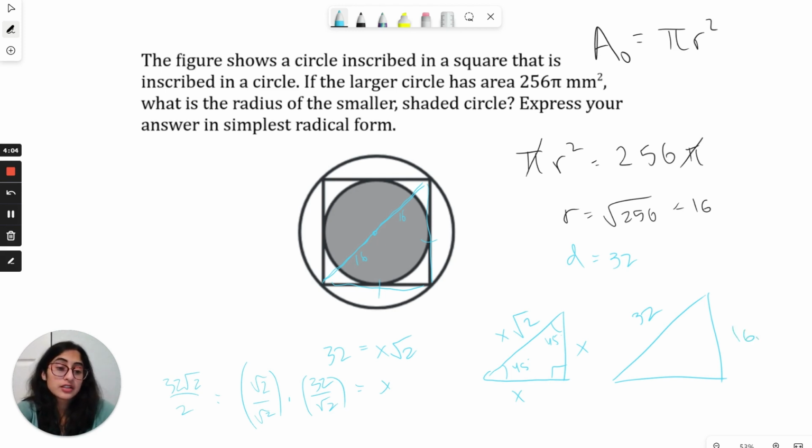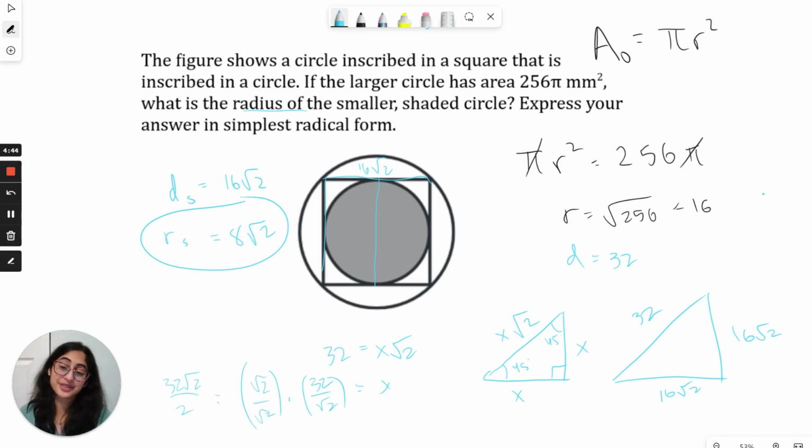So our legs are each 16 square root 2, which is really helpful because now, let's look at this. We know the leg is 16 square root 2, so this entire length is 16 square root 2. That also means this length is 16 square root 2. That also means this length that cuts through the center of the circle is 16 square root 2. And hold up, doesn't that mean the diameter of the smaller circle is 16 square root 2? Yeah, exactly, it does. So if the diameter of the smaller circle is 16 square root 2, and we're looking for the radius, that's just half of that. So the radius of the smaller circle is equal to 8 square root 2, which is our answer.